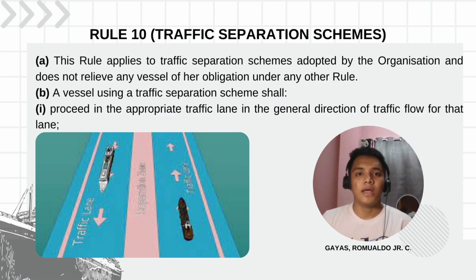Appropriate traffic lane. Each traffic separation scheme typically consists of multiple lanes, much like lanes on a road. These lanes are established to separate incoming and outgoing maritime traffic or to manage traffic flow in congested areas. This appropriate lane is the one designated for the direction in which vessels want to travel. Second is the general direction of traffic flow. Vessels should follow the established flow of maritime traffic within their chosen lane.